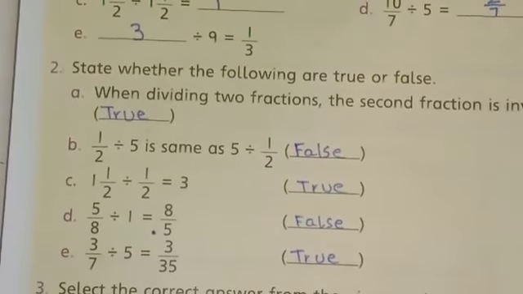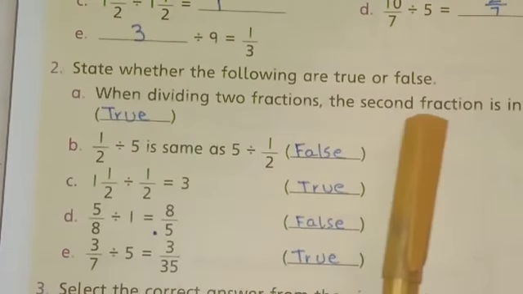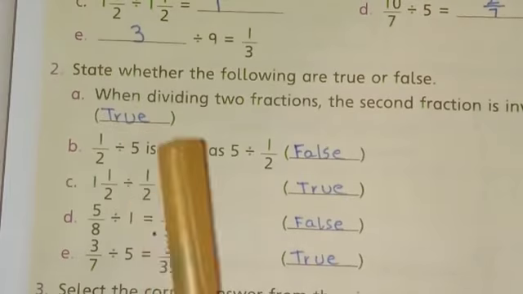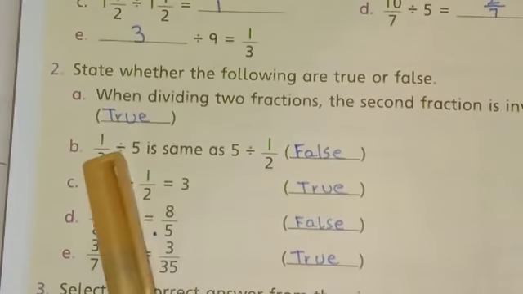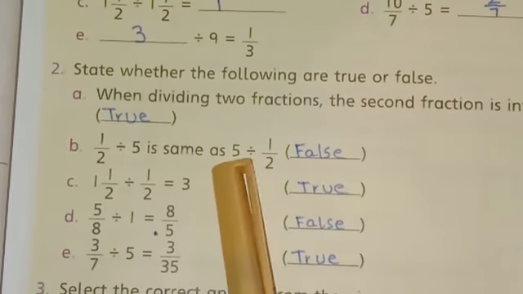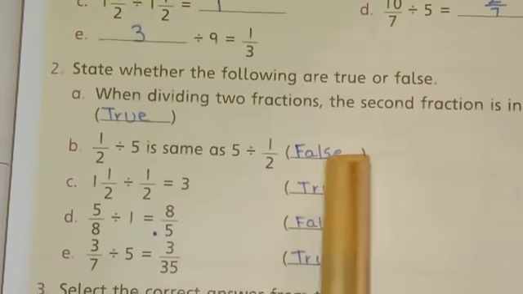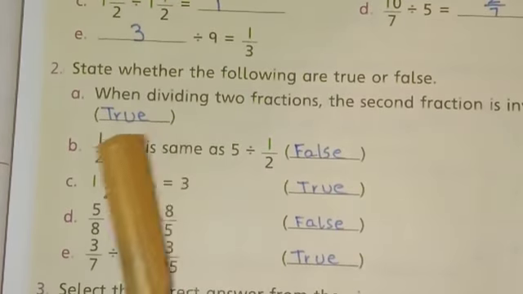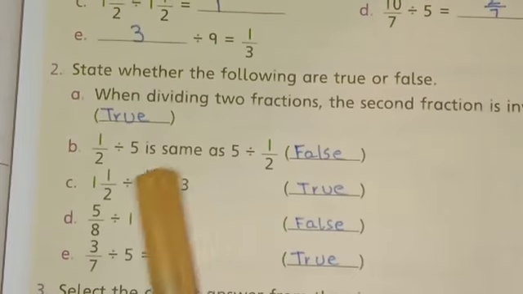Next, question number 2: when dividing two fractions, the second fraction is inverted. This is true. I have told you that in taking reciprocal, only second fraction will be inverted. 1 over 2 divided by 5 is same as 5 divided by 1 over 2. It is false because when we take reciprocal, it will become 1 over 5 and answer will be different.